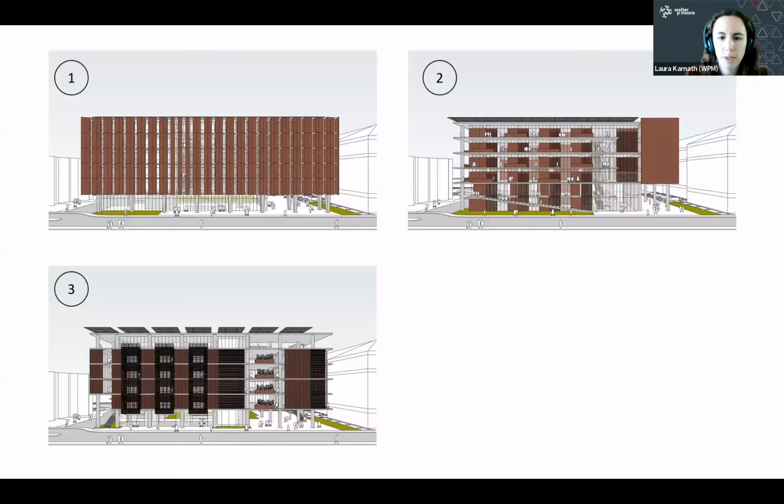So this was a concept phase for a design competition that we worked on with BNIN. It's for a building in a higher education campus, and they had 3 different concepts for us to evaluate. So they had 3 very different designs that would lend themselves to different types of facade systems.